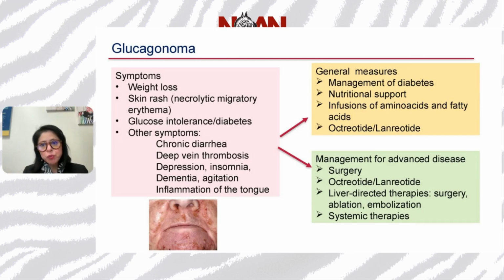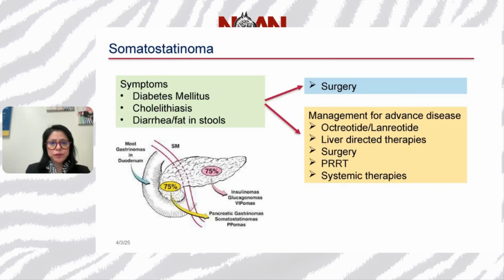It's important to give nutritional support. It's important to give infusions of amino acids and fatty acids as well, because glucagon also interferes with the absorption of some of these amino acids, as well as octreotide, lanreotide. Those are the general measures. If the patient has advanced disease, as we discussed earlier, there are other treatments that are indicated, including surgery, liver-directed therapies. I'm sure you have heard about what the liver-directed therapies are, what types of liver-directed therapies there are and what they can do, and systemic therapies as well.